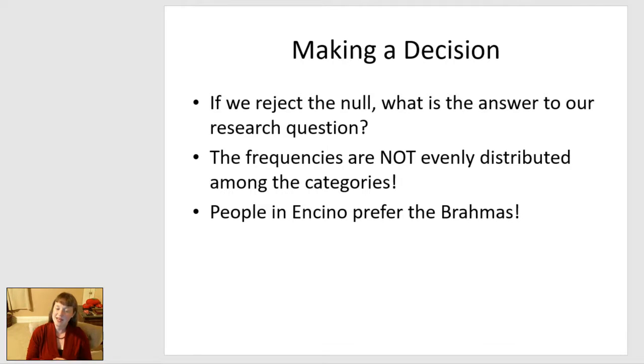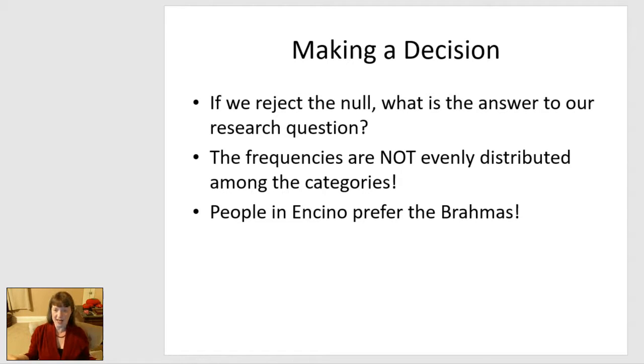So what does that mean in terms of our research question? If we reject the null hypothesis, what does that mean in terms of our original question in everyday language? Well, in technical language, it means the frequencies are not evenly distributed among the categories. In everyday language, that means people in Encino prefer the Brahmas over the Monarchs, because more people chose the Brahmas over the Monarchs, and the split was uneven enough that we could reject the null hypothesis. What we expected to see looked too different from what we actually observed. And that is the chi-square goodness of fit test.